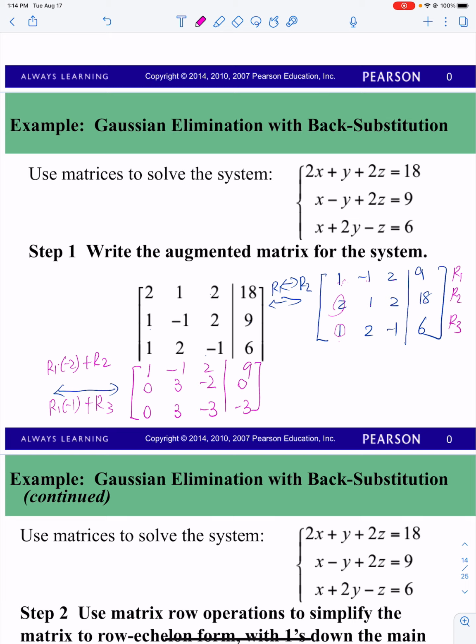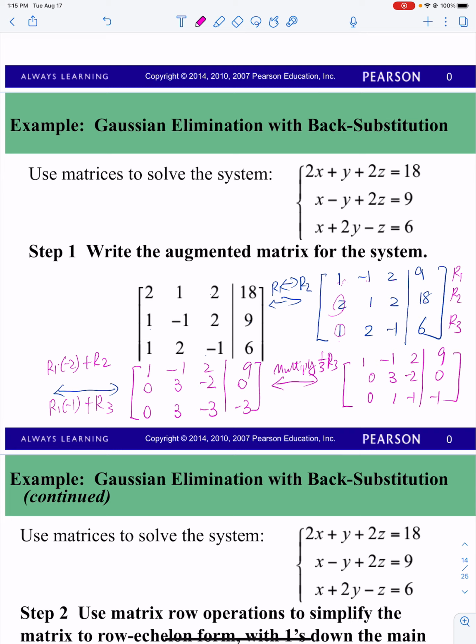Okay, so what should we do from here then? Yeah, so what do you notice? You could change what? You wanted to make a 1, yeah? So what will you do? You multiply 1/3, yeah, with what? R3. Yeah, so 1, negative 1, 2, 9, so 0, 3, negative 2, 0, 0, 1, negative 1, negative 1, yeah?